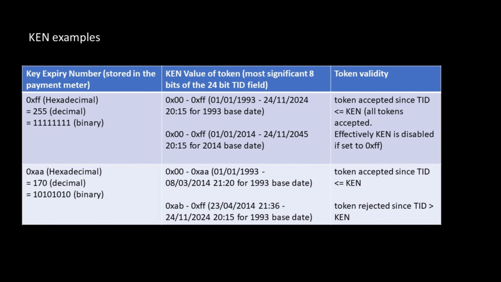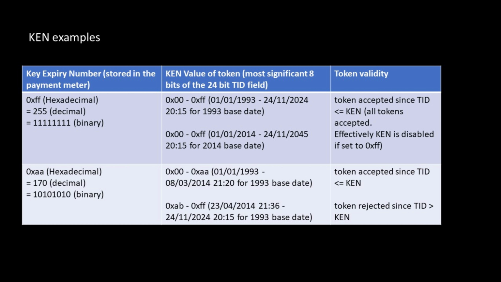If you have a key expiry number stored in the payment meter of FF, which is 255 decimal, it means that any token with a Ken value of 0 to FF, which is the 1st of the 1st 1993, the start of the base date, up to the 24th of the 11th 2024 at 20:15 in the evening, that's the end of the base date for a 1993 base date, then the tokens will be accepted, since the Ken is always less than or equal to that value. So in other words, all tokens are accepted.